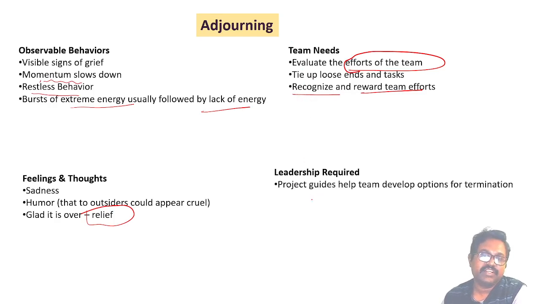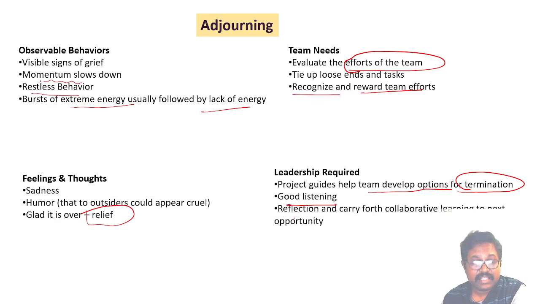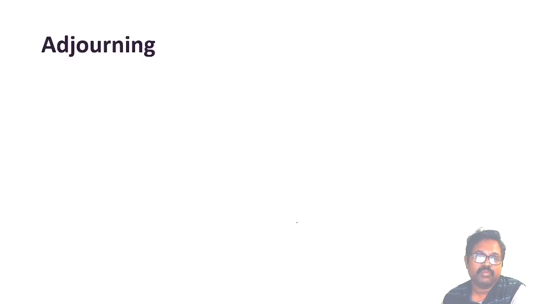And what will be the leadership requirement here? The project guide helps the team develop options for termination. They are going to debrief on how the team needs to get terminated. Even though they have achieved the goal, they need to go on to other teams to perform other goals. There should be good listening, and the leader has to reflect and carry forth the collaborative learning to the next opportunity. So once the team terminates, it is not an end. There will be a lot of opportunities waiting, and they need to take up those opportunities.